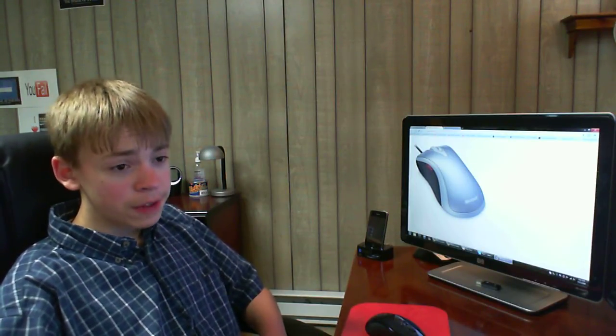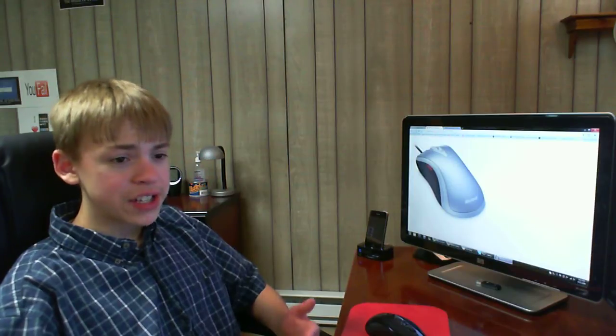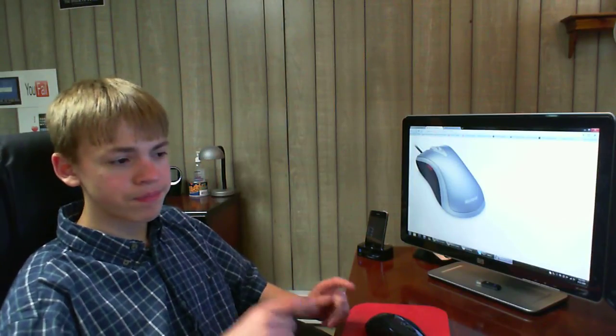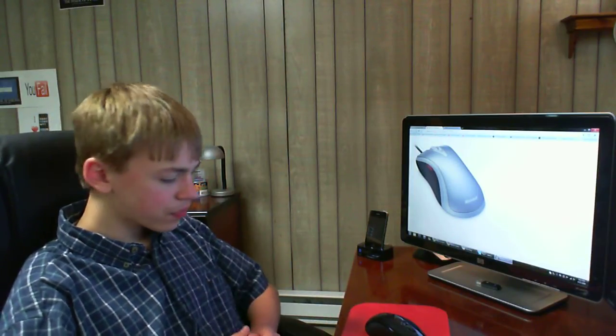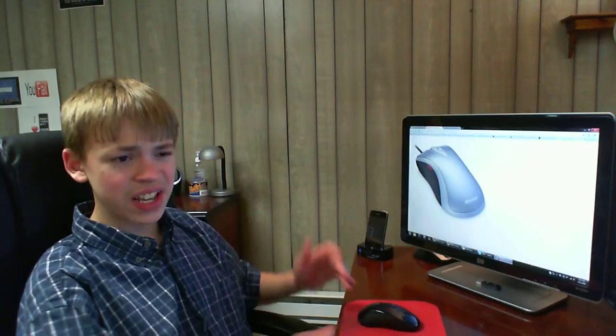Contrary to popular belief, the laser technology is actually pretty new, and all mice with red lights on the bottom aren't the same. As you can see, I have an optical mouse right here. So let's say I had a laser mouse. What would be the difference?